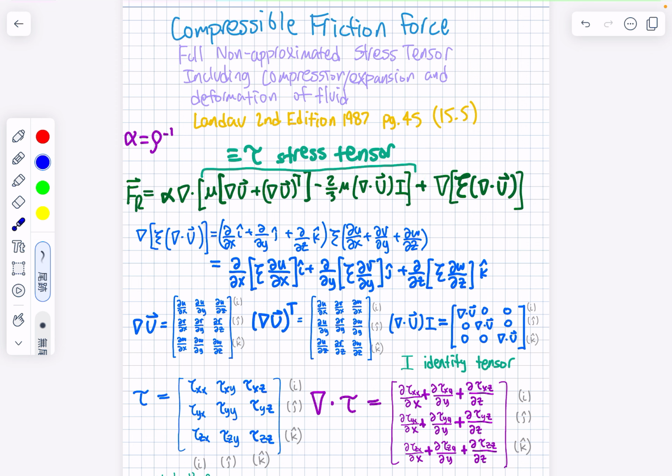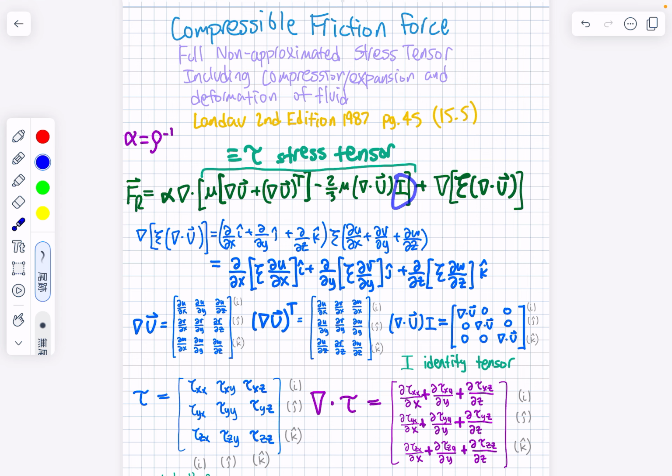be a vector. And so what we have here is alpha, which is 1 over the density times the divergence of the stress tensor, which has the viscosity mu times the gradient of u, the 3D velocity vector, plus the transpose of the gradient of the 3D velocity vector. So it's like this. And minus 2/3 times mu, the viscosity, times the divergence of the velocity vector times the identity tensor. The identity tensor is going to be 1, 0, 0, 0, 1, 0, 0, 0, 1.